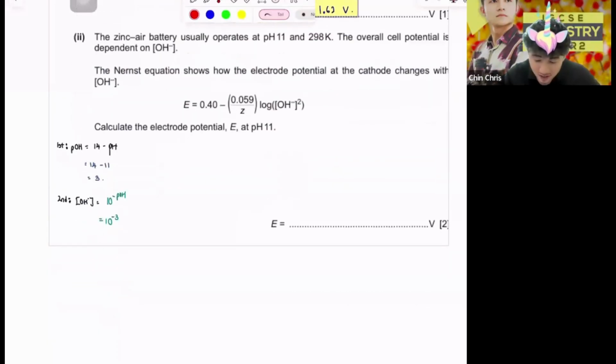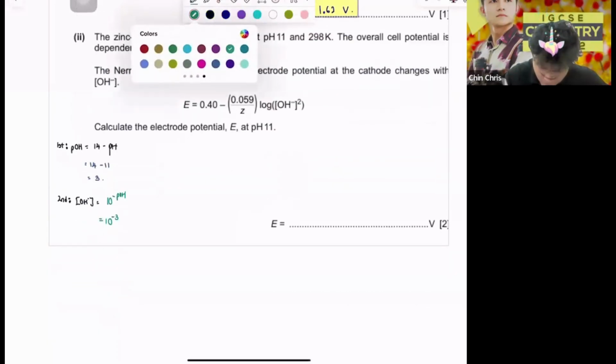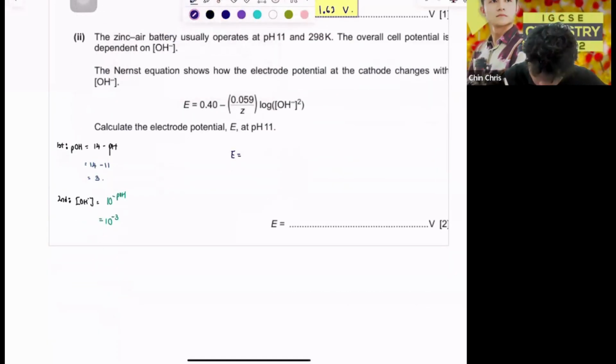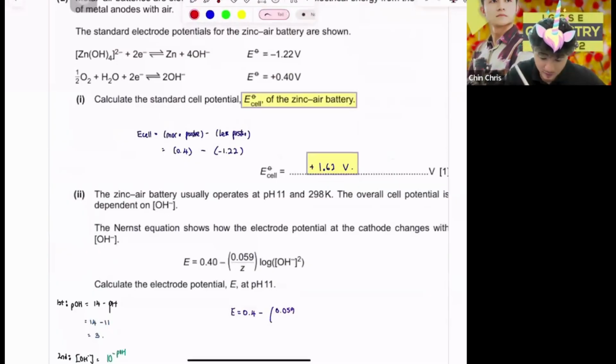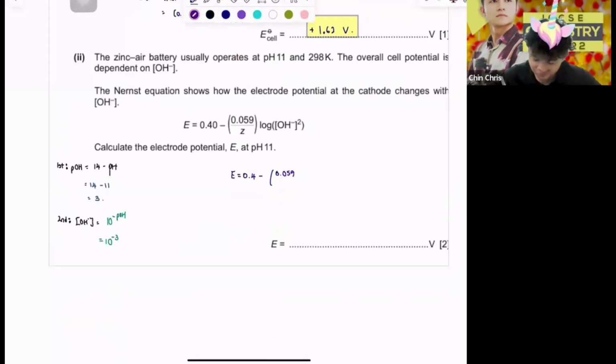Alright, guys, what's your answer? Okay, so 2, right? Alright, guys, what's your answer?